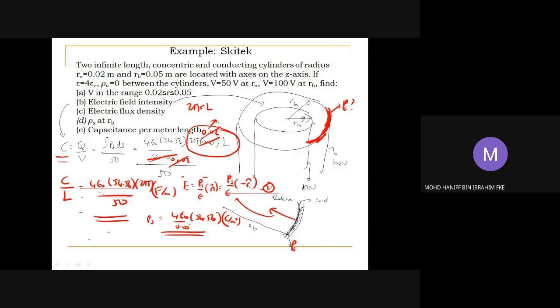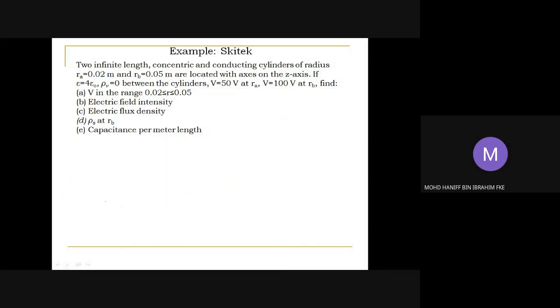The question just now is: what if instead of using the rho s at RB, you use the rho s at RA? That's the question asked by your friend just now. So the answer is yes, you can use the rho s at RA. But when you use the rho s at RA, let me do it for you now, just for your information. That's your RA, and that's your RB.